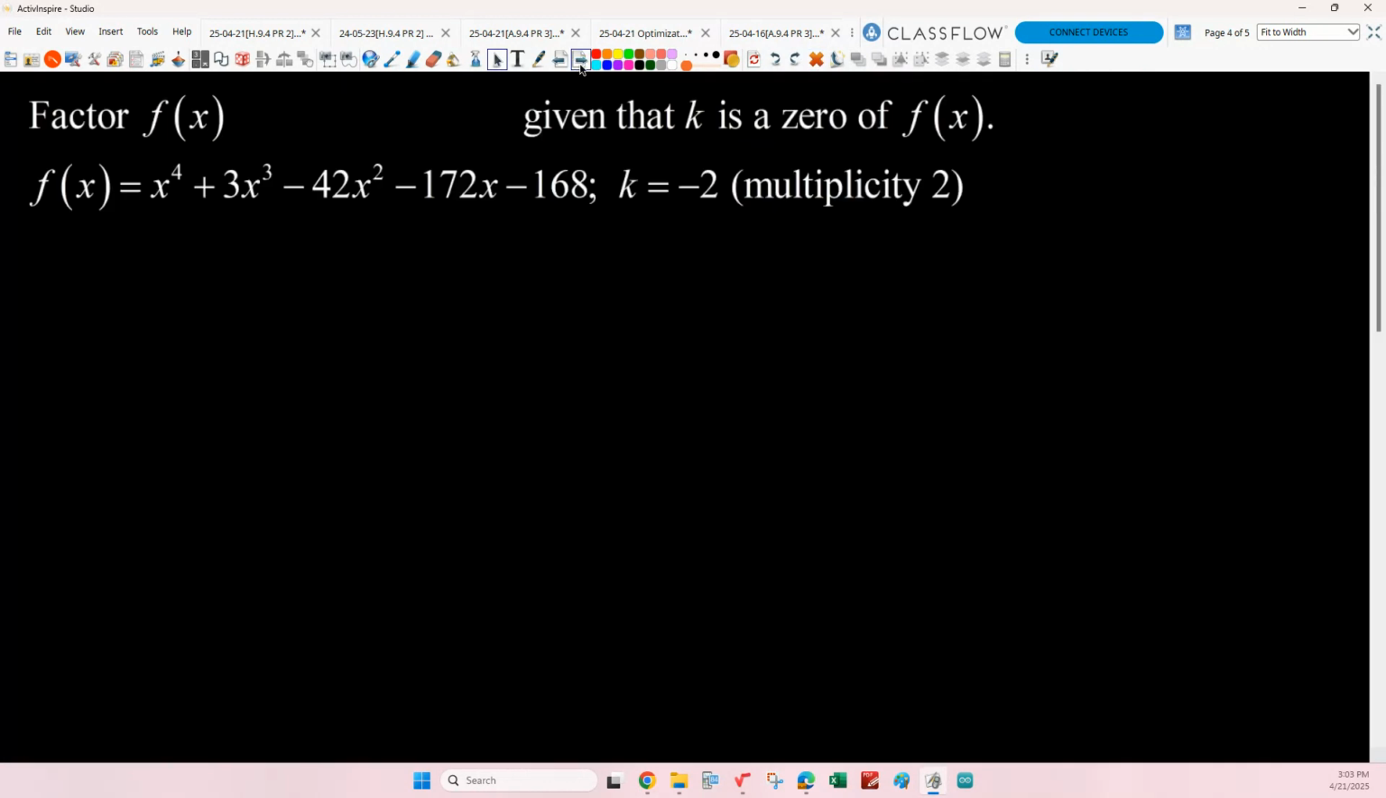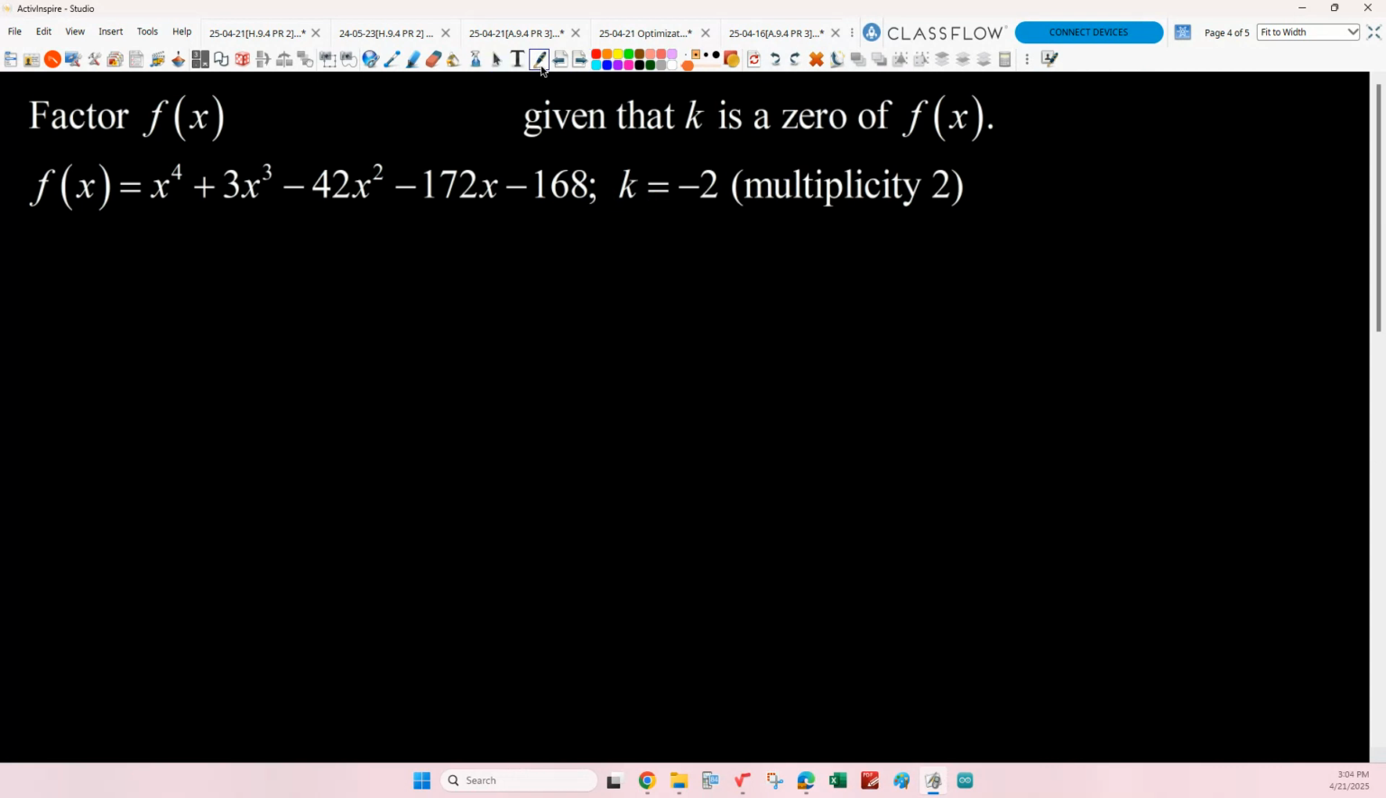So if we look at this one, we're given a 4th degree polynomial, so how many zeros should we have? 4. So then we have k equals negative 2 with a multiplicity of 2. So what's my 0 first off? Negative 2. So then all of this is saying is negative 2 is going to be a 0 twice. That's all it means with multiplicity.